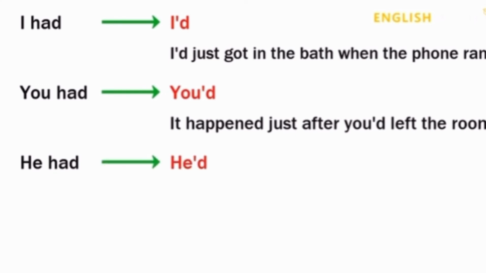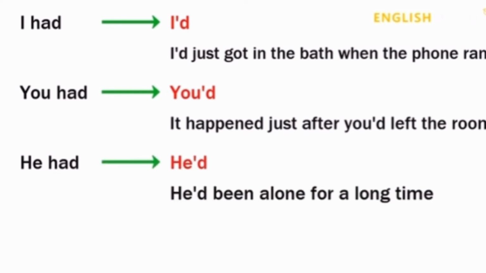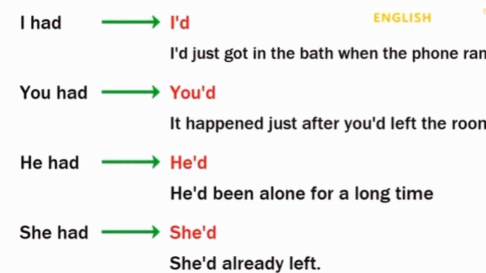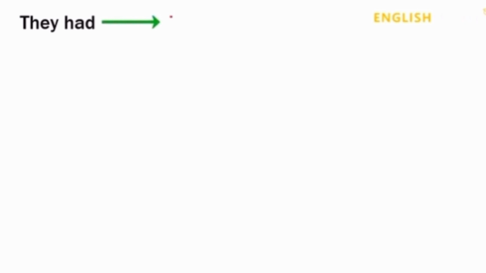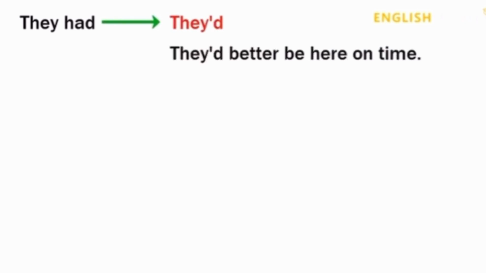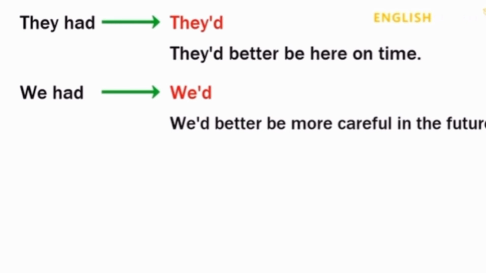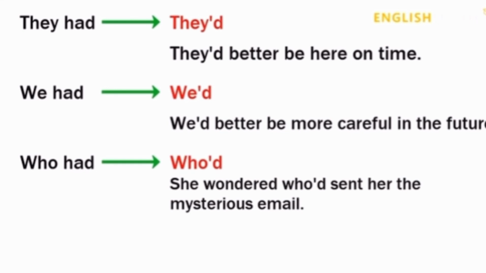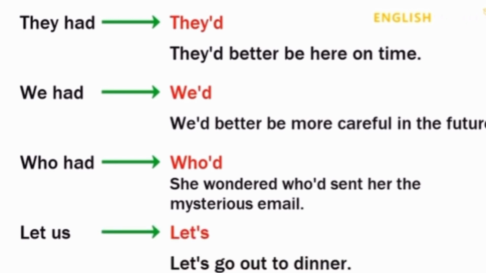He'd been alone for a long time. She had already left. They'd better be here on time. We'd better be more careful in the future. Who'd? She wondered who had sent her the mysterious email. Let's go out to dinner.